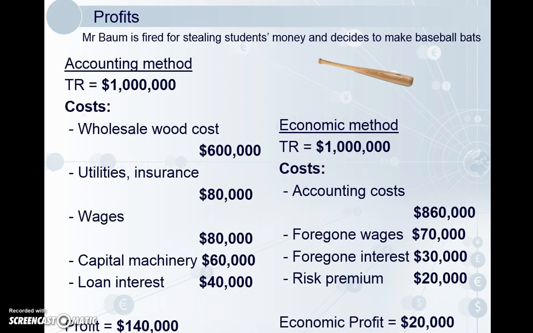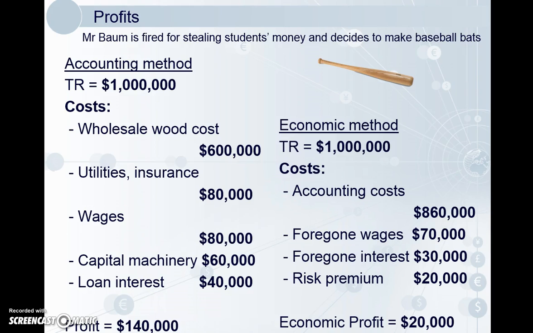Let's say I get fired from teaching for stealing students' money. I decide then to go into business producing baseball bats. In my first year, I make a revenue of $1 million. Let's see what my accounting profit would be. I take off the cost of the wood that I used, the water, electricity, gas, insurance, the wages of the workers I had to pay, the cost of the machinery, and the 40 grand that I pay in loan interest. So I had to take out a loan to go into business here. This leaves me with a profit of $140,000, which seems pretty good.